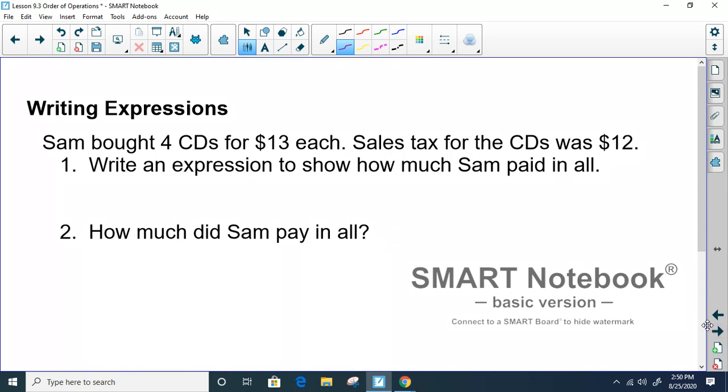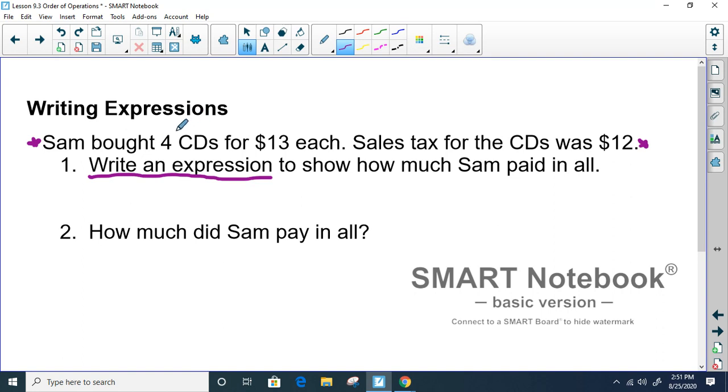When we are writing expressions, it's a different kind of process here, in that we have to write the expression before we can solve it. So when I read this, it says Sam bought 4 CDs for $13 each. Sales tax for the CDs was $12. When my question asks me to write an expression, that means I have to write everything that I read in this sentence in a number sentence before I can actually solve.